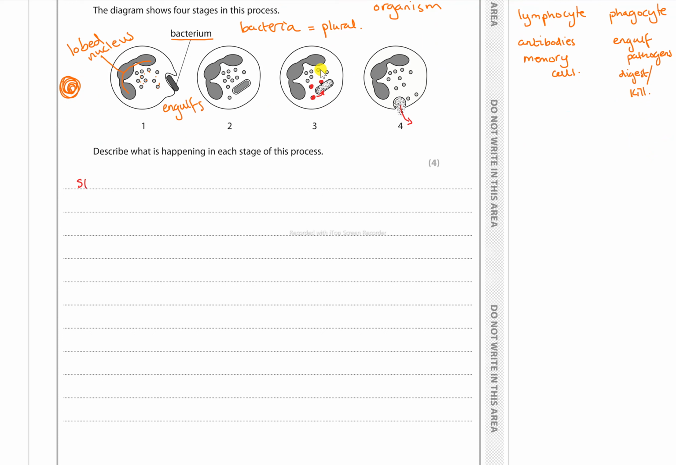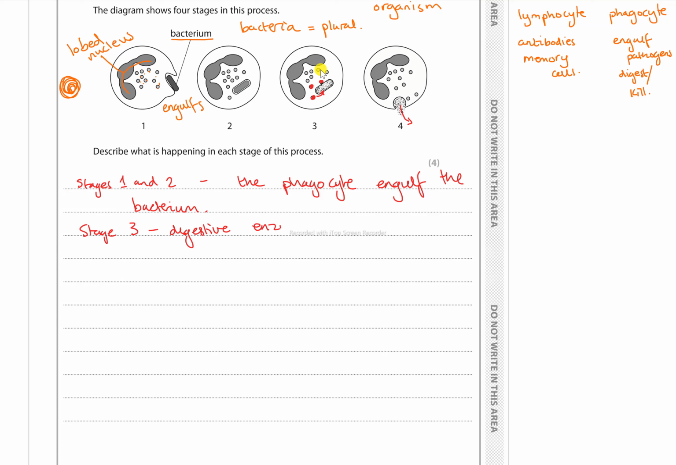So we can say in stages 1 and 2, the phagocyte engulfs the bacterium, right, and then in stage 3, digestive enzymes are released to break down the bacterium.